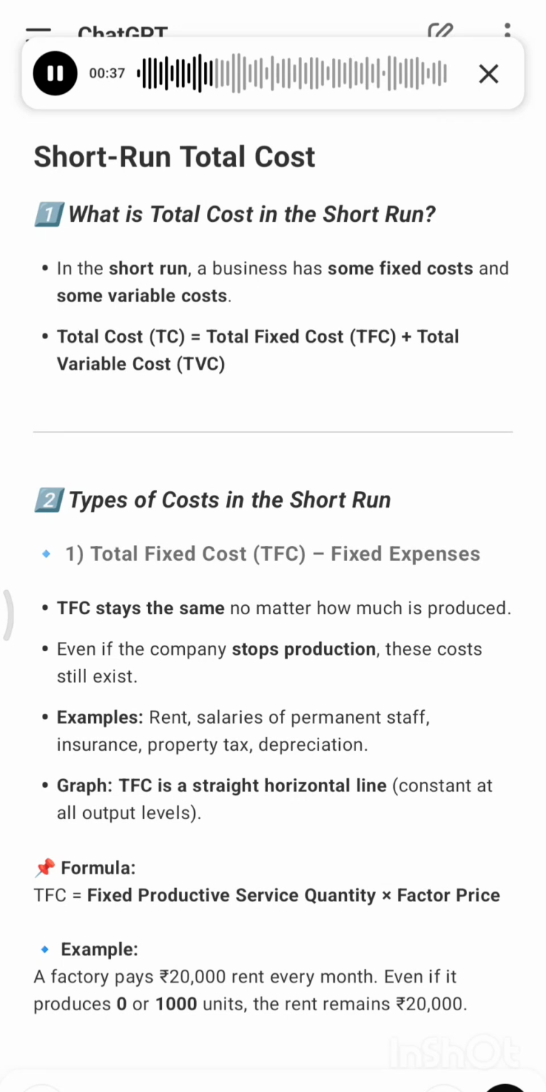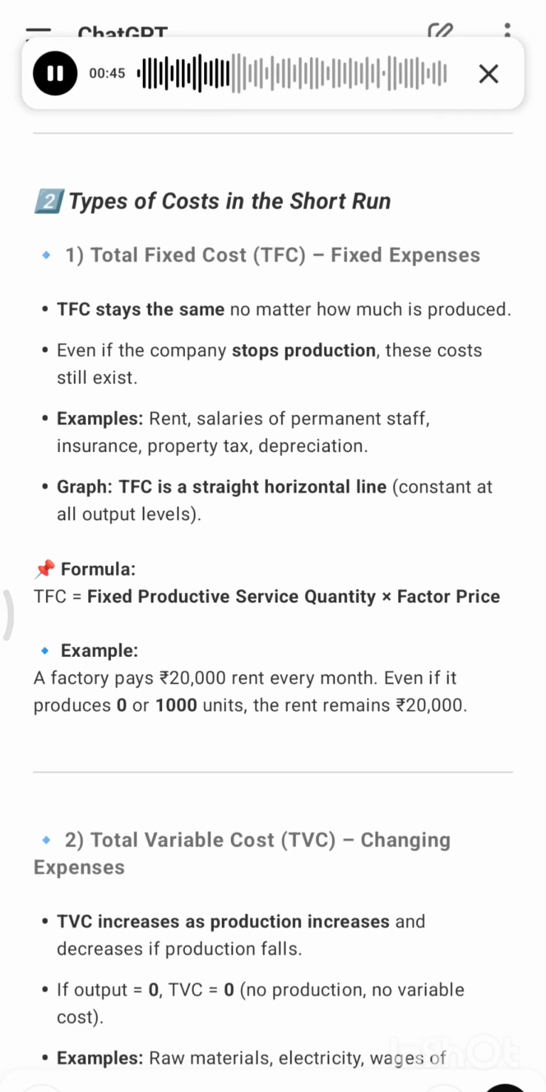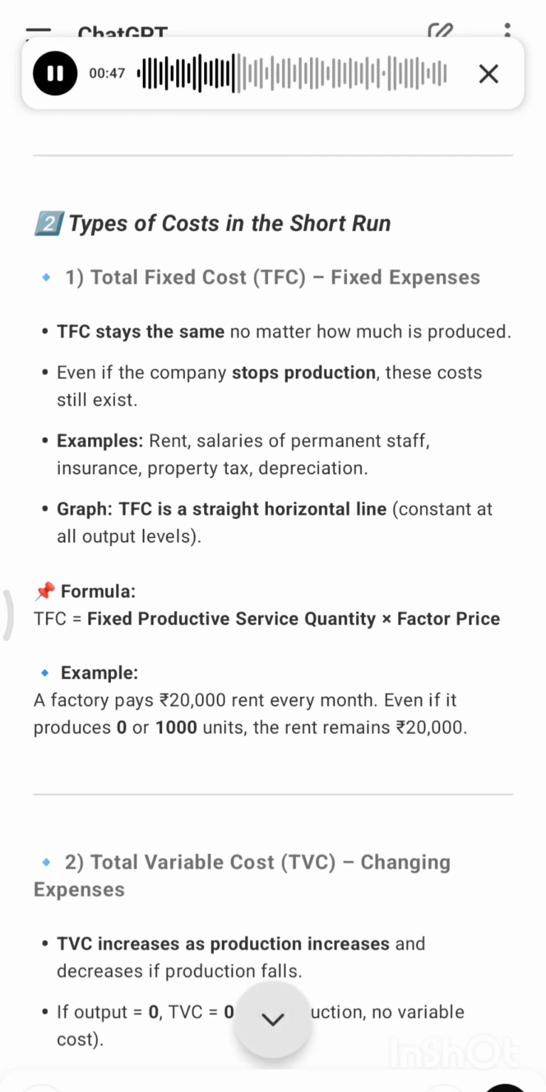Graph, TFC is a straight horizontal line constant at all output levels. Formula, TFC equals fixed productive service quantity times factor price. Example, a factory pays 20,000 rent every month. Even if it produces 0 or 1,000 units, the rent remains 20,000.